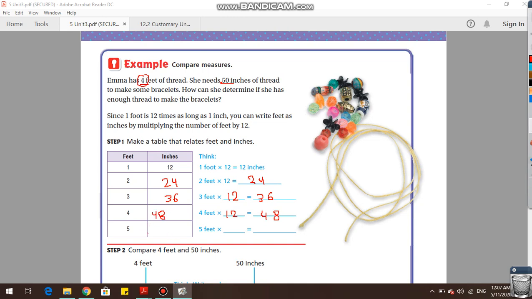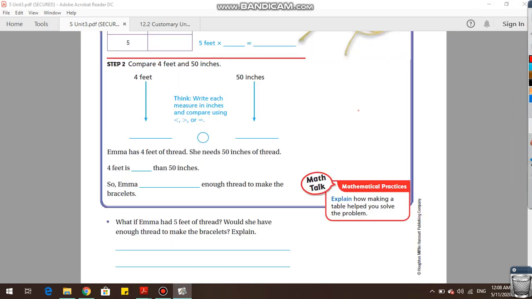How about in 5 feet? I'm going to say 5 times 12 equals 60 inches. So in 5 feet I have 60 inches, and she needs only 50. So would she have enough thread to make the bracelets? Yes. But she has only 4 feet. So 4 feet, and she needs 50 inches.